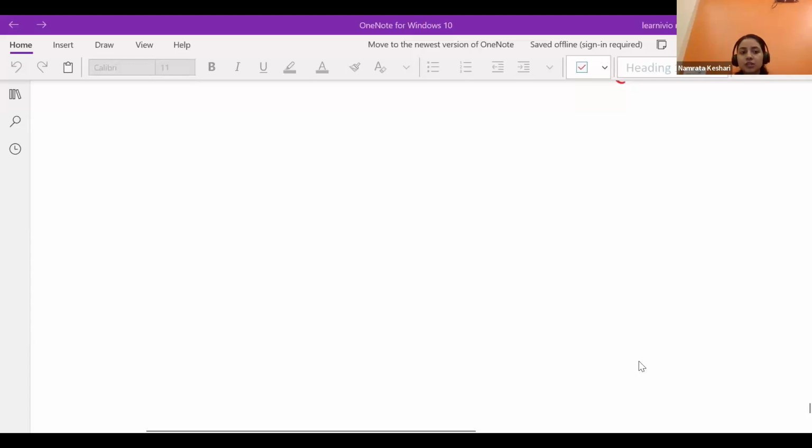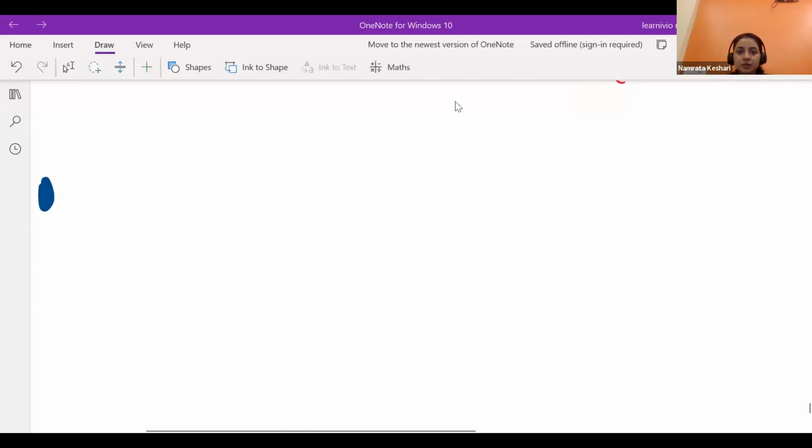What was the question? Sum of area of two squares is 400 centimeters square. If the difference of the perimeter is 16 centimeter, find the side of the two squares.